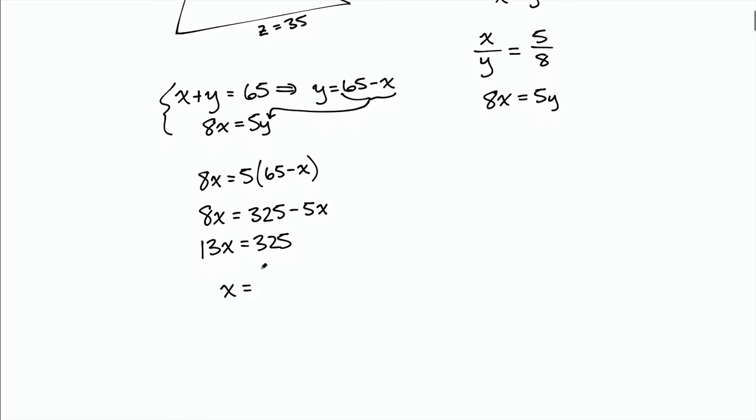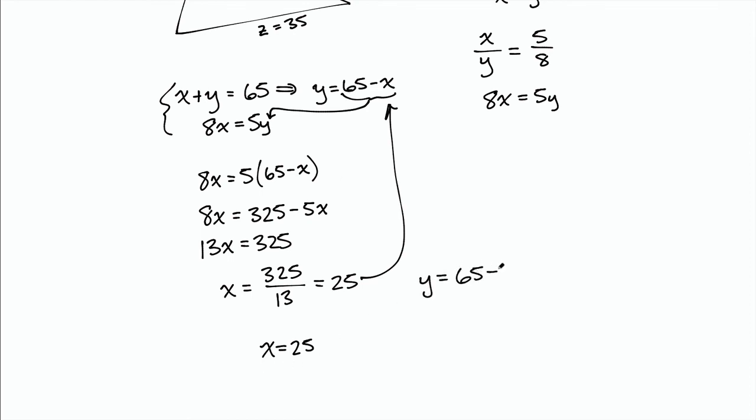Now to solve for x, I can divide both sides by 13. So x equals 325 divided by 13, and this actually simplifies down to 25. So now we know that x is equal to 25. Finally, we just need to find y. We can get that by plugging this x into this expression right here. So y is equal to 65 minus x, which is 25. So we get y is equal to 40.